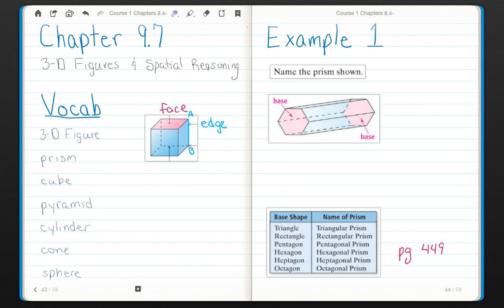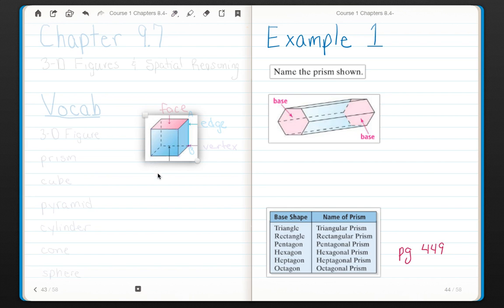Finally, the point where they meet is called a vertex. It is a single point. It is not a line. It's not a face. It's not an edge. It is that single point. It is the corner where the lines or the faces meet. Okay?